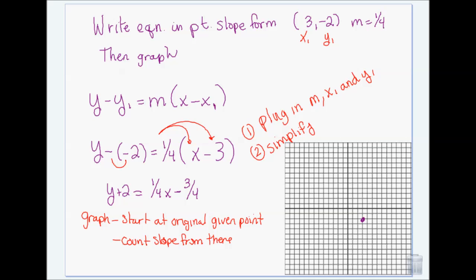Normally we graph the y-intercept and then we count from there, but this time we don't know the y-intercept because we're not in slope-intercept form. So we start at our original point, which is here, and then we count our slope from there, so we're gonna go up 1, over 4 from there. And then we're gonna graph our line.